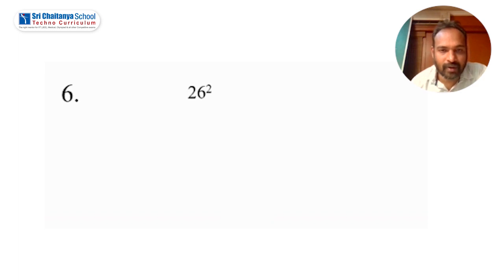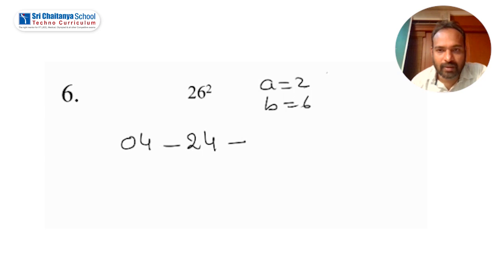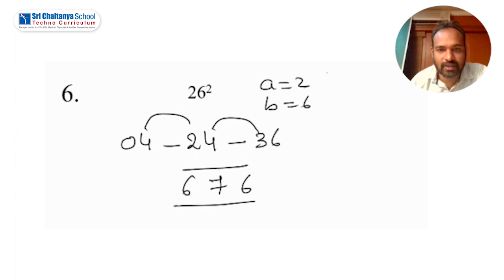Now, what's the value of A here? A equal to 2. What's the value of B here? 6. Apply the formula. A square, 2 square is 4. 2AB, 2 into 2, 4, 4 into 6, 24. And then B square means 6 square, 36. 6. 3 will carry forward. 3 plus 4 is how much? 7. Again, this 2 will carry forward. 2 plus 4 is how much? 6. 676 is our answer.